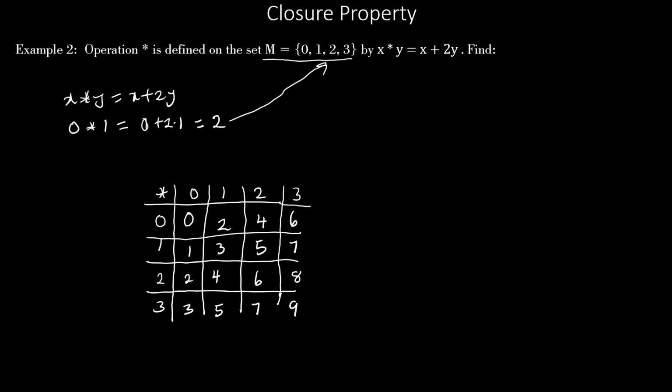So if you look at all the answers we have here, they range from 0 to 9. And if we look back to the elements of set M, we have 0 to 3. So we can see that we have answers here, for example, 9, 8, 7, 6, 5, 4. All these are not elements of set M. So we can confirm now that set M is not closed under the operation asterisk.